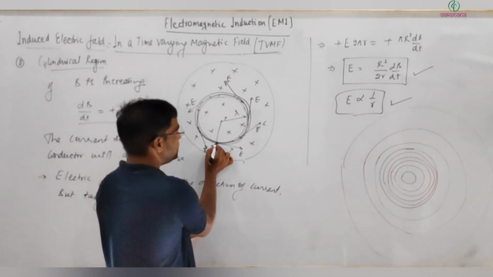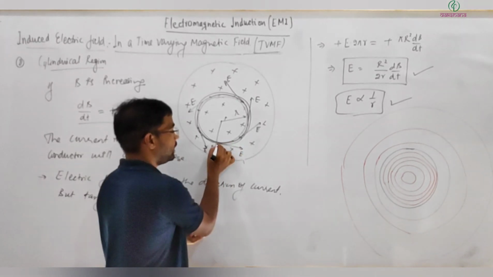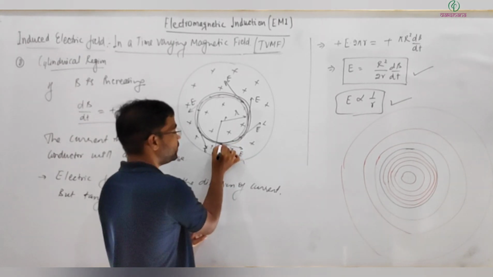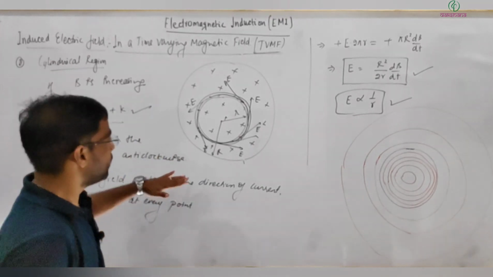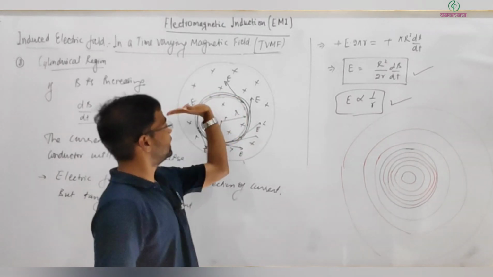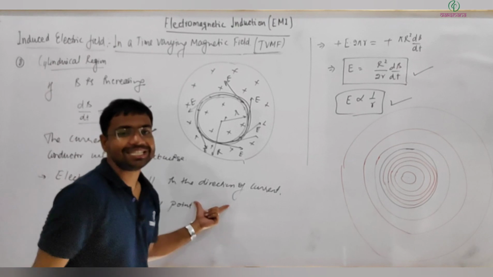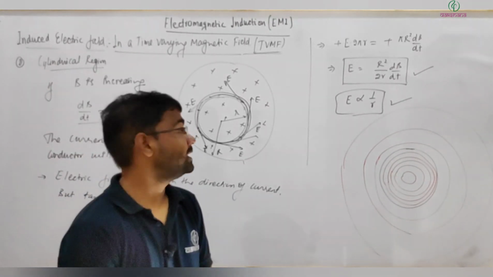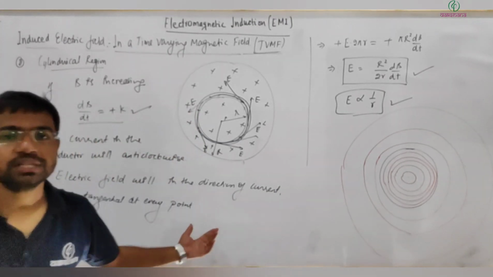Means the electric field will be in the direction of the current, but tangential. It cannot be just simply like this way, is it? At any point, if you see, it will be tangent to this conductor, right? So it will not be that the current is clockwise and the electric field anticlockwise. It will not be opposite to that, but a tangential direction will be there. So that way you can get the induced electric field, its direction, magnitude, and all that, depending on the situation. Let's see some application of this concept.